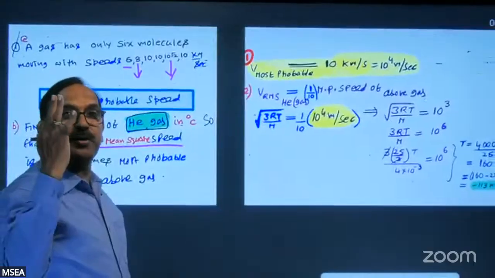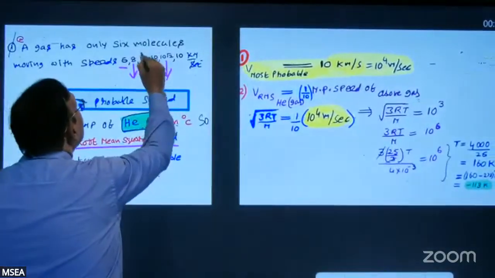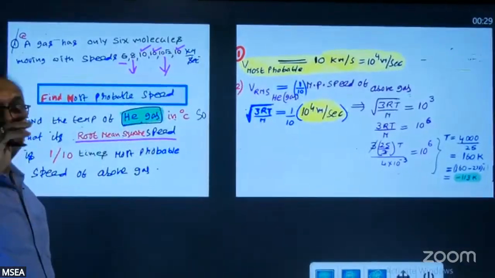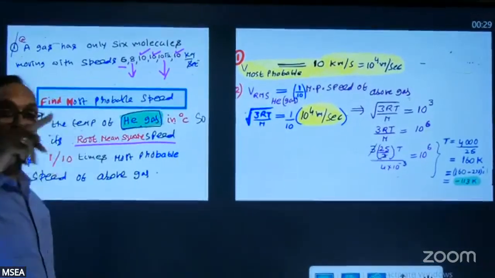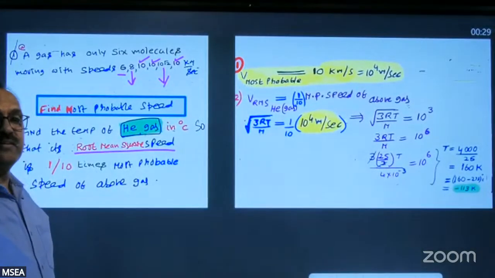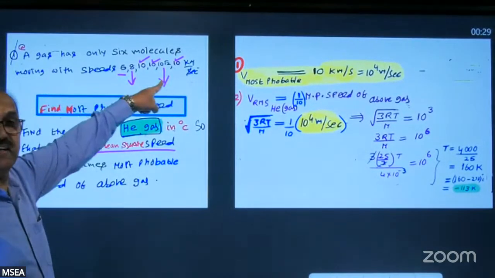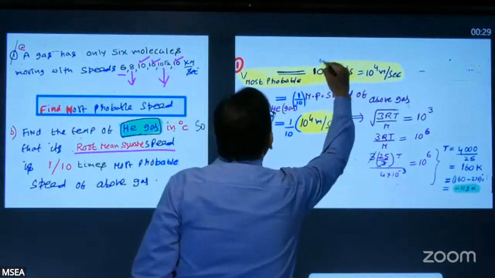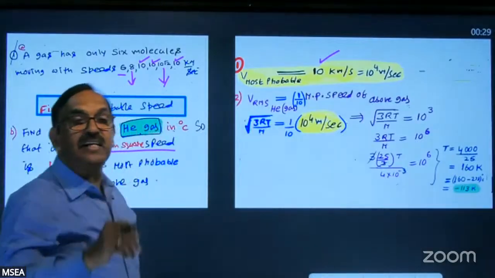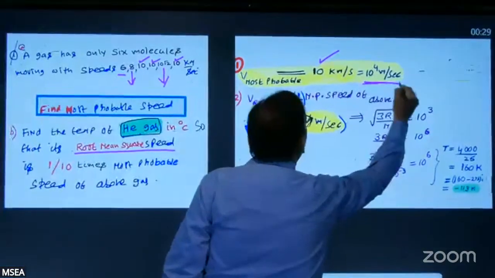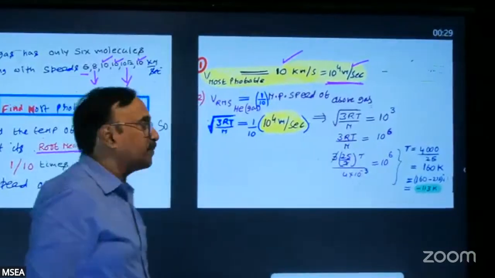But 3 molecules have a speed of 10, 10, 10. The most probable speed is the speed possessed by most of the molecules. So 3 molecules possess the speed of 10, so the most probable speed happens to be a simple 10. But you have to be careful, that is in kilometers per second. Convert kilometers to meters into the SI system.